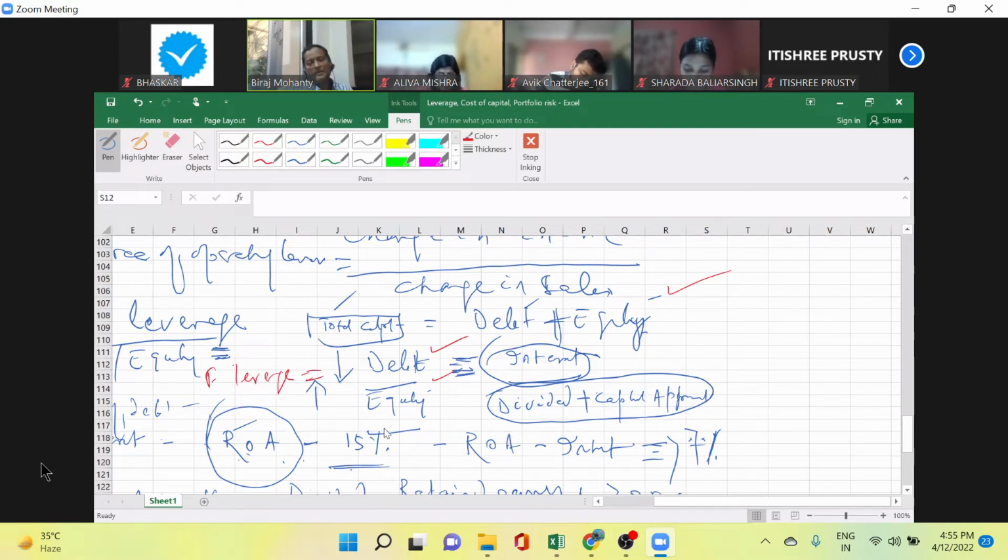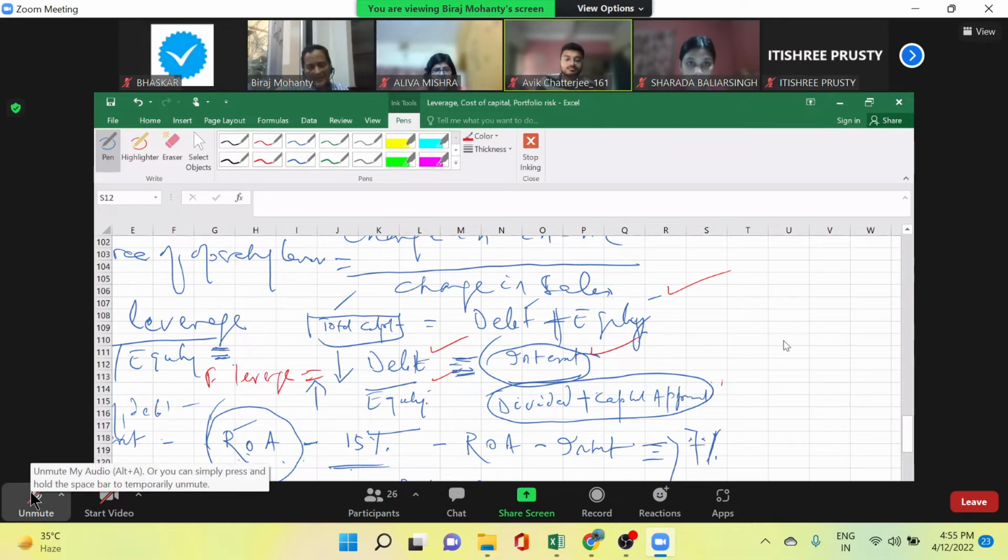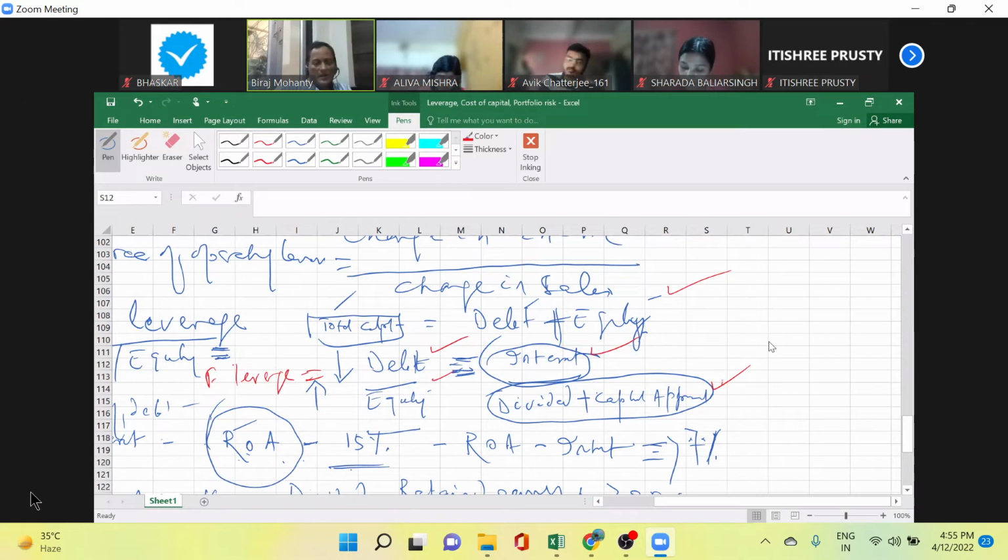Then tell me, what do the debt holders get? They get interest. What does the equity holder get? They get dividend and also capital appreciation. So now, looking into their expectations, I will have to see what kind of proportion I should have. Tell me, should debt be more or equity be more? Or no decision can be made, it depends? What is your answer?